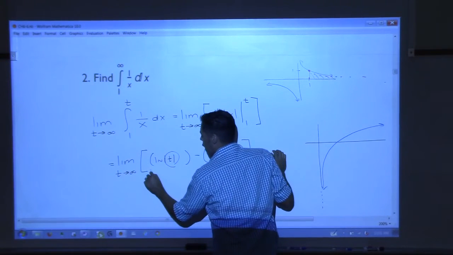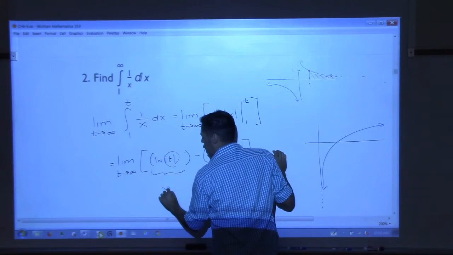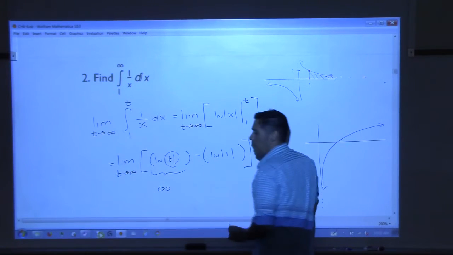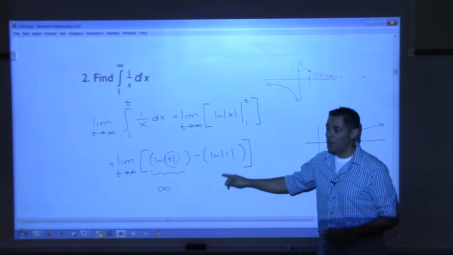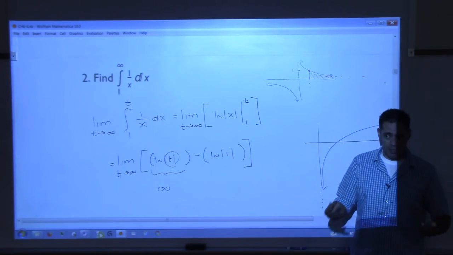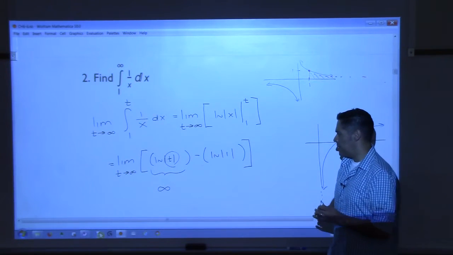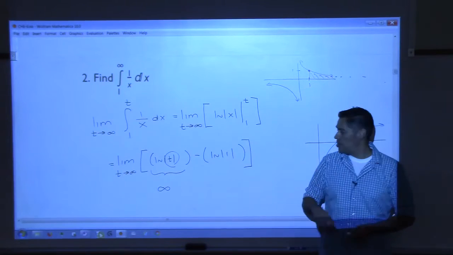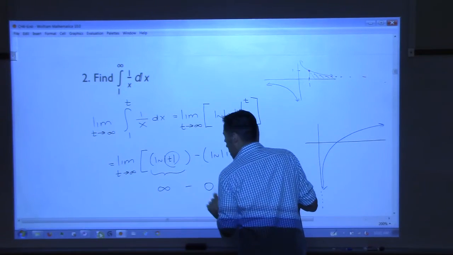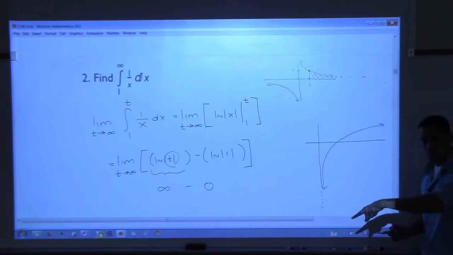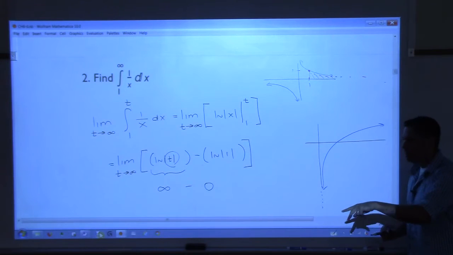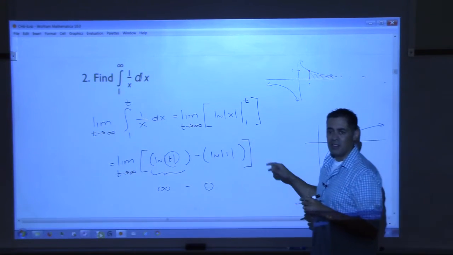So this is going to infinity. Now that is not enough for us to say it diverges. Because if this says minus infinity, then we have perhaps an indeterminate form. But we got lucky because natural log of 1 is 0. So this is infinity minus 0, and that's infinity. So this limit is going to infinity. So we would say that the limit doesn't exist because it's not going to a number, because infinity is not a number. So because it's going to infinity, we will say that this diverges.